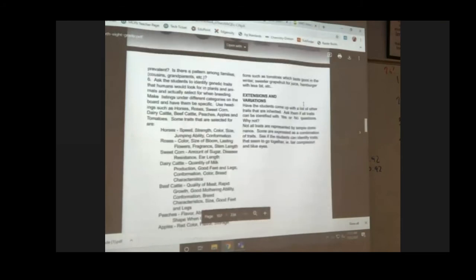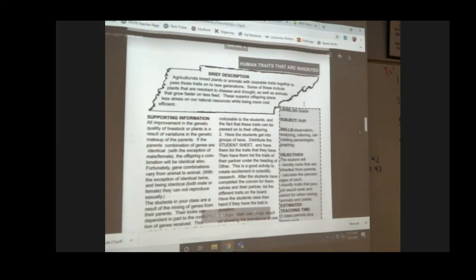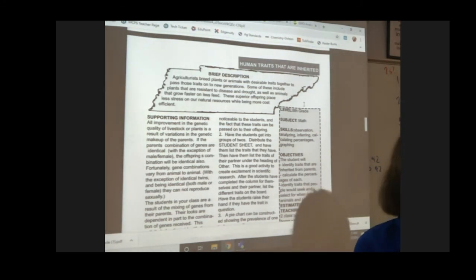There's a math. This is actually the lab I wanted. And is it under science? No, it is not. It is under math. So before we do this lesson, if you're a math teacher, this is maybe one that you could pull up.